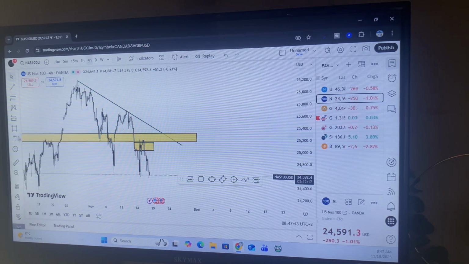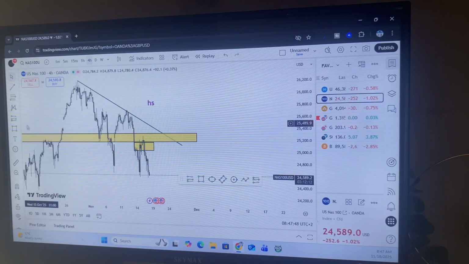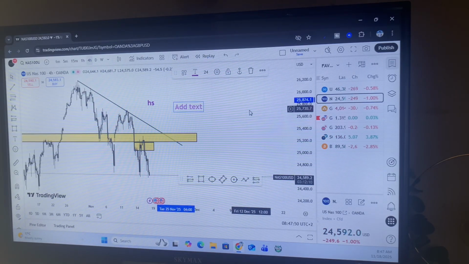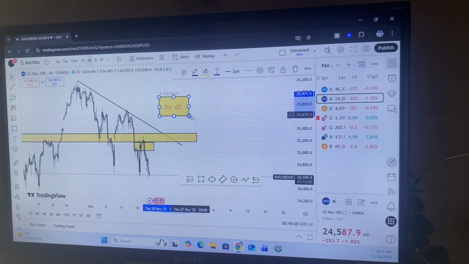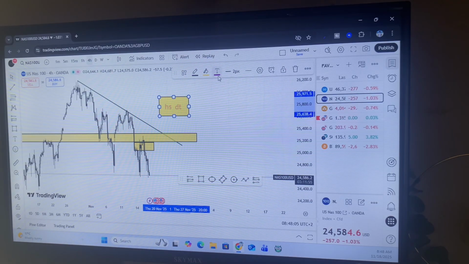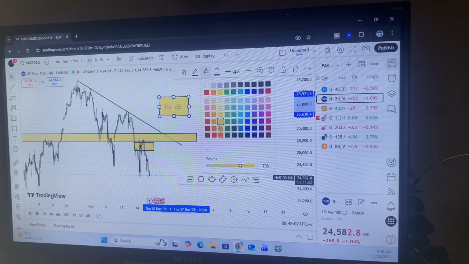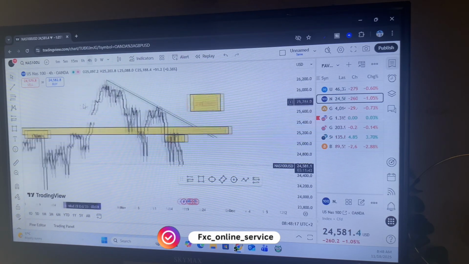So we've seen a head and shoulders, and we've also seen a downward trend. These two show us that we are on a downtrend. So that downtrend, for me, is a symbol of price changing direction. Because remember, we were on an uptrend here.